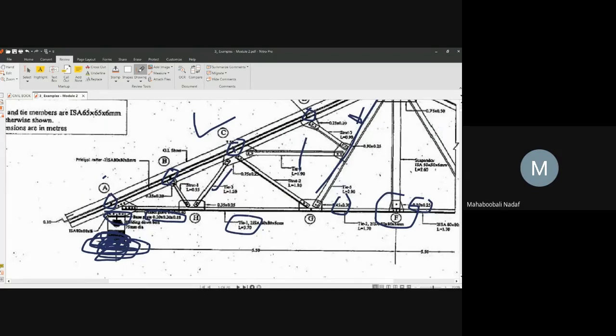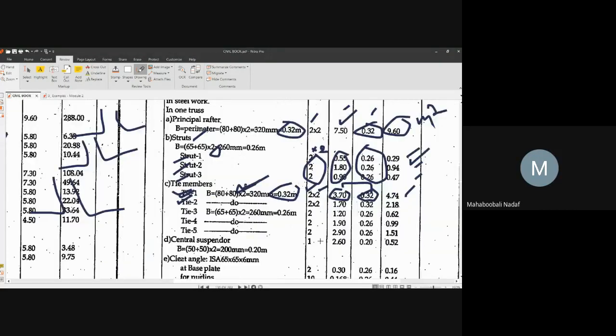Type member 3, 4, 5. Single ISA, sir. Very good. It is a single ISA. So that is why here we have not taken 2 single ISA. Single ISA 65 by 65 into 2. So that is what we have written here.